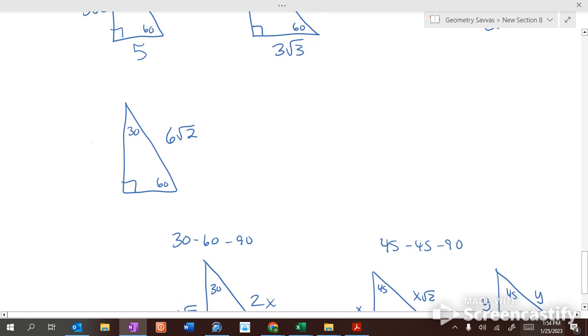What if our hypotenuse is 6 square root of 2, something crazy like that? What do you find first? Short leg. You always find the short leg first in 30, 60, 90. So you divide by 2. 6 divided by 2 is 3. So we're at 3 square root of 2. And then how do I get to the long leg? You multiply by square root of 3. So we end up with 3 square root of 6. Because square root of 2 times square root of 3 is square root of 6. Okay?